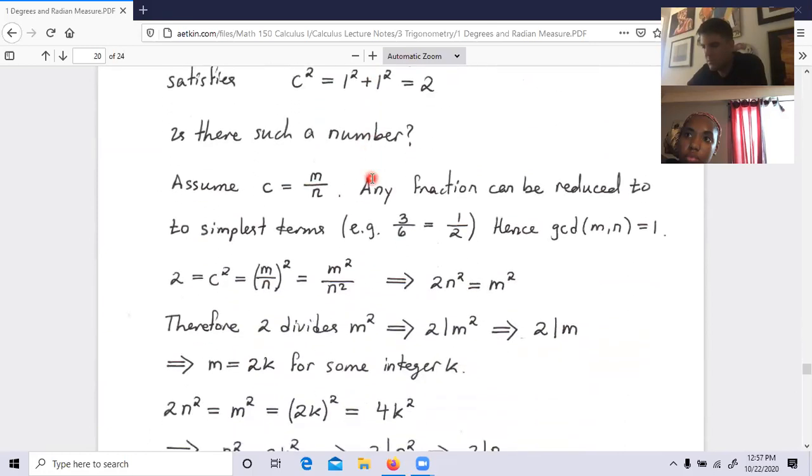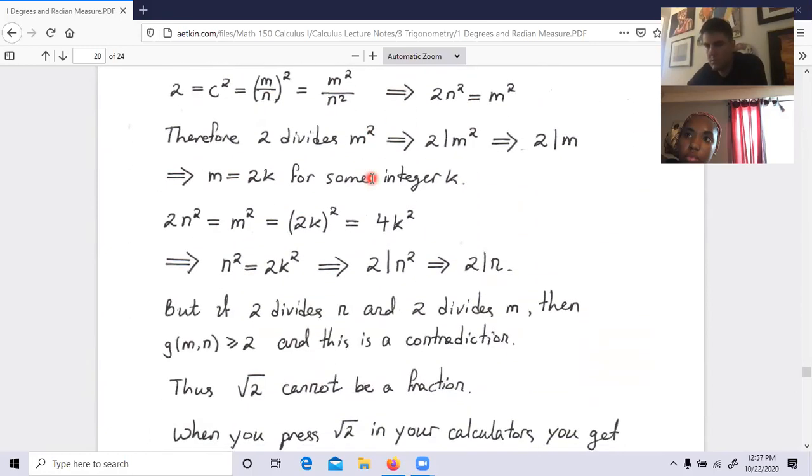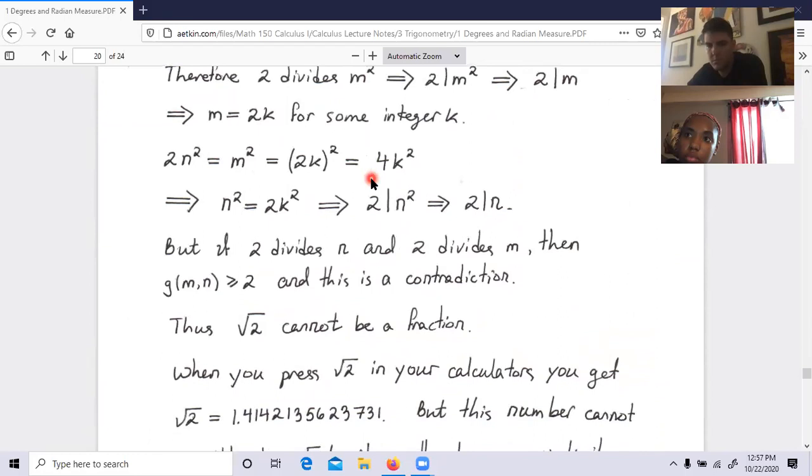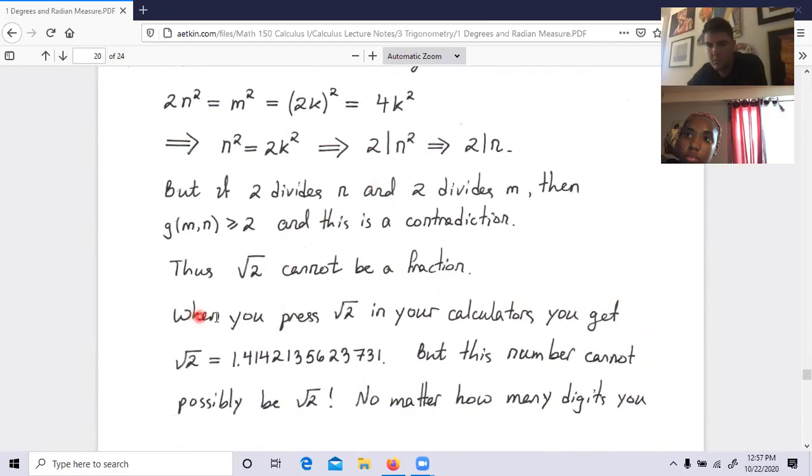And of course, I cannot see your faces, but you know what the next thing is that I'm going to say. Well, before I say that, if you press something in the calculator, this is what you get. Is this root 2? This is not root 2. This number multiplied by itself will not give you 2, because this number is a fraction. You can convert it. It's this number over 10 to whatever power. That's not root 2. Are you with me?